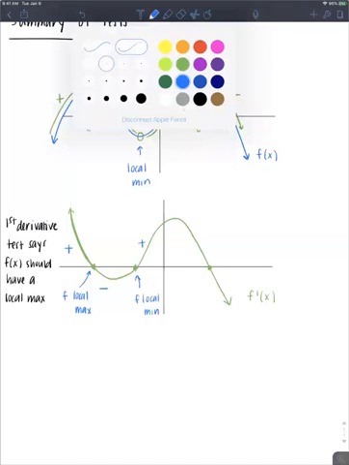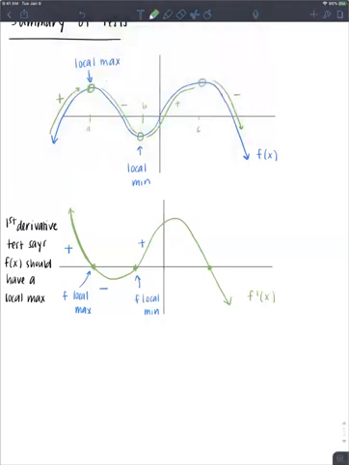Last note about this. What are the x-intercepts called on this graph? They have a very special name. Yeah, these are the critical points, right? So the x-intercepts of your first derivative are the critical points. Okay.